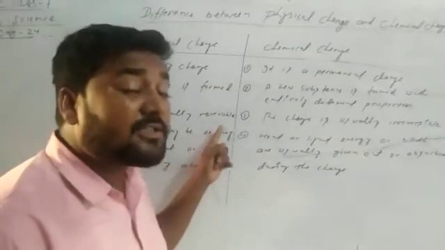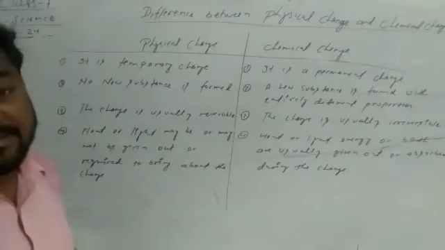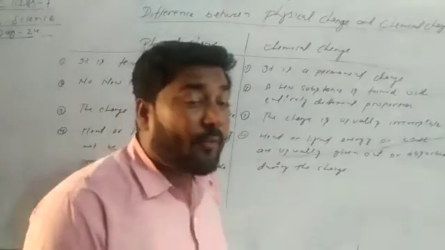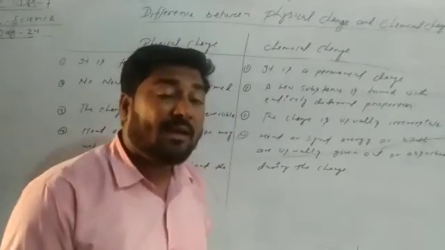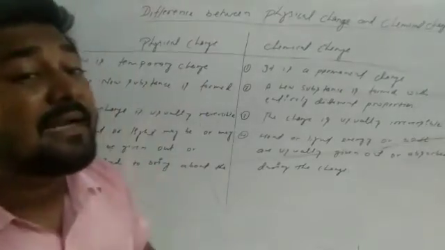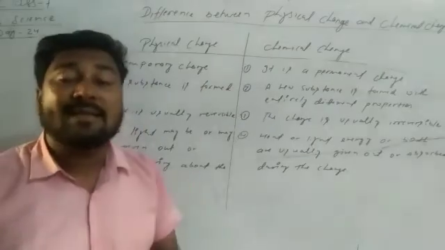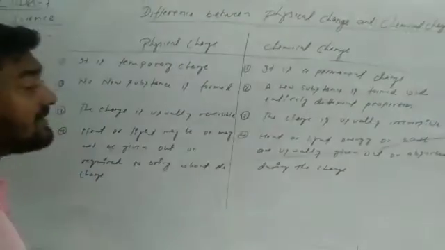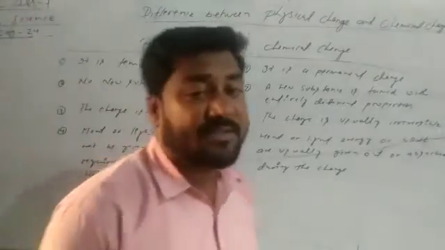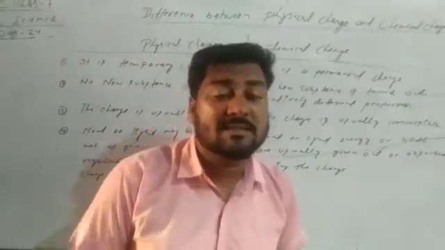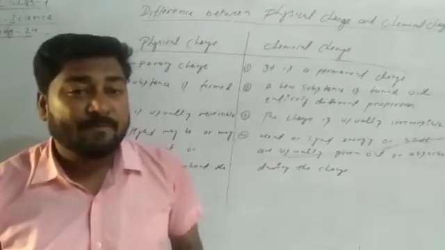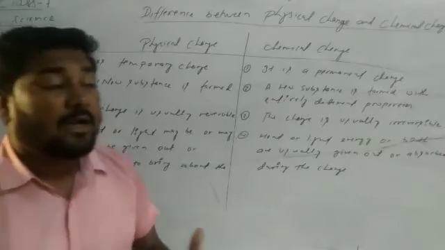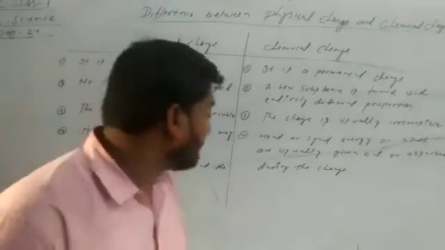I told you reversible means water into ice. When we cool water, it can change into ice, or when we heat the ice, it can change into water. It means it can come back to its original state. And in chemical change, the change is usually irreversible. Irreversible means it can't change back into its original position.